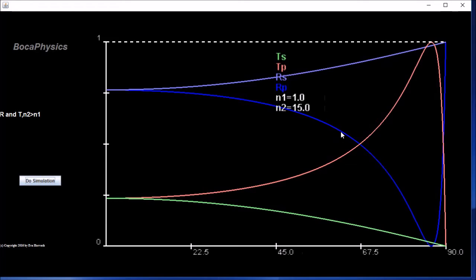This is why you usually just see a plot of the reflectance and not the transmittance. The reflectance is 0 at Brewster's angle, and the transmittance is 1 there. Also, the transmittance goes to 0 at grazing incidence, while the reflectance goes to 1.